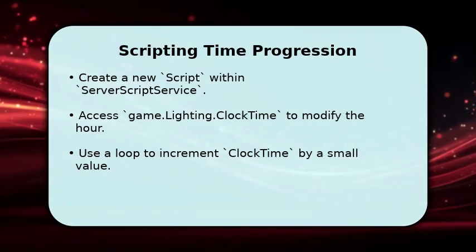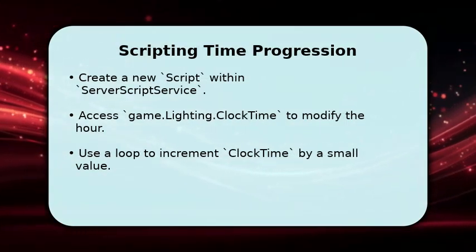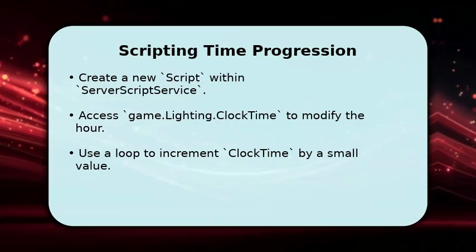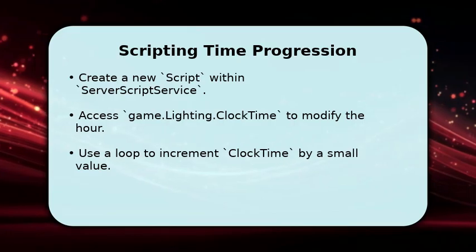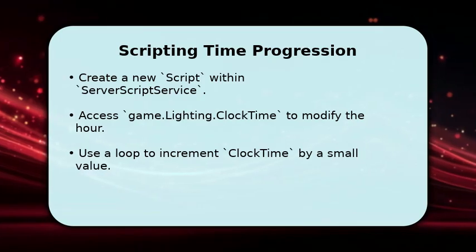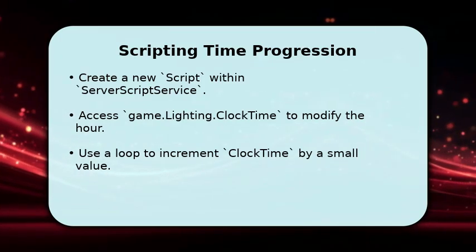To begin scripting time progression, insert a new script into Server Script Service. Inside this script, you will access game, lighting, clock time to directly modify the current hour. Implement a simple while true do loop to continuously update the time. Increment clock time by a small decimal value, such as 0.1 within each iteration.